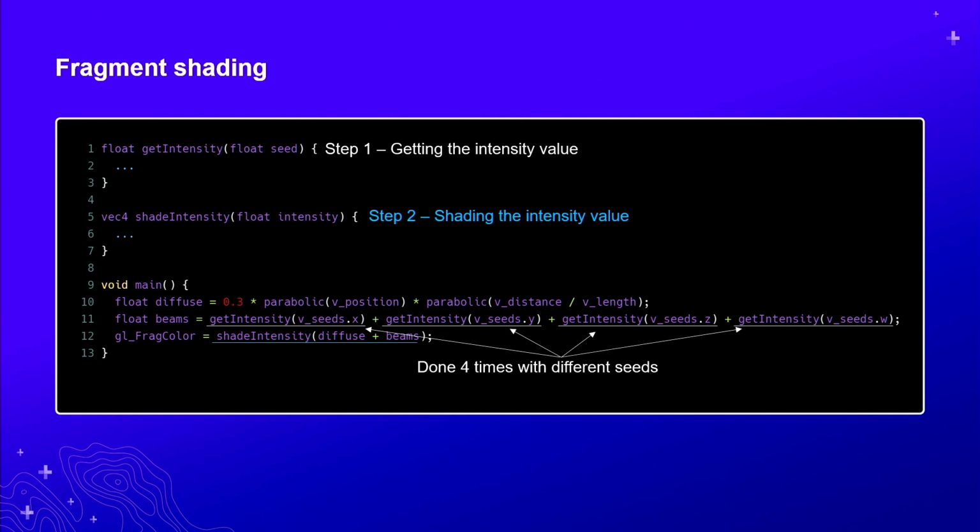And we actually compute 4 different intensities for each fragment using 4 different random seeds. And these will be responsible for each polyline carrying 4 separate and different electric beams.